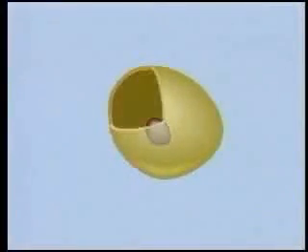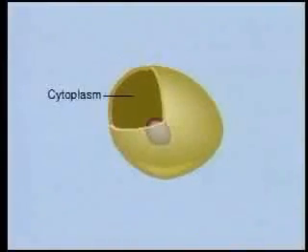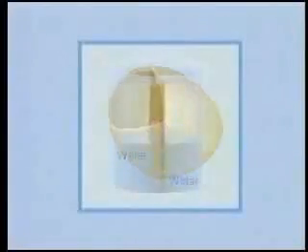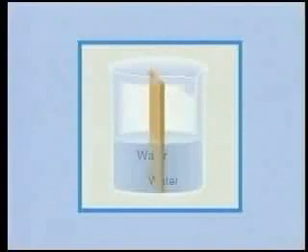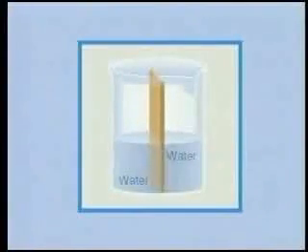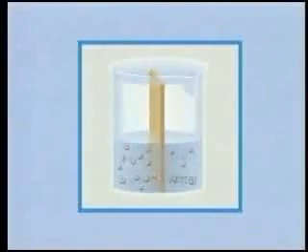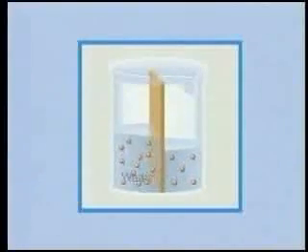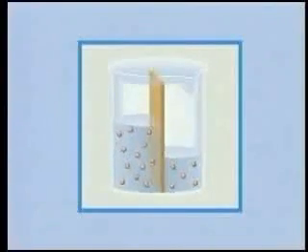Every living cell is surrounded by a semi-permeable membrane. Inside that membrane is the cytoplasm. The cytoplasm consists mostly of water containing many dissolved solute molecules. Recall that water can flow freely across a semi-permeable membrane. Recall also that the movement of water across a semi-permeable membrane depends upon the concentration of solutes on either side of the membrane.